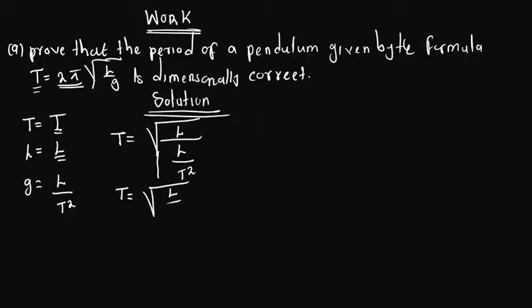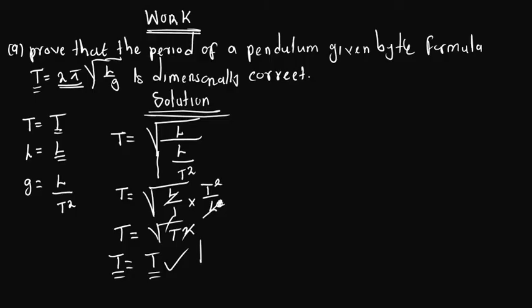This can also be written as L over 1, then t over L power 2. Sorry, this is going to be power 2, then this is going to be just L. That and that can cancel. So we're going to have t equal to root of t power 2. That and that will go. So we're going to have t equal to t. On the right, we have t. On the left, we have t. Therefore, we say this formula is dimensionally correct.